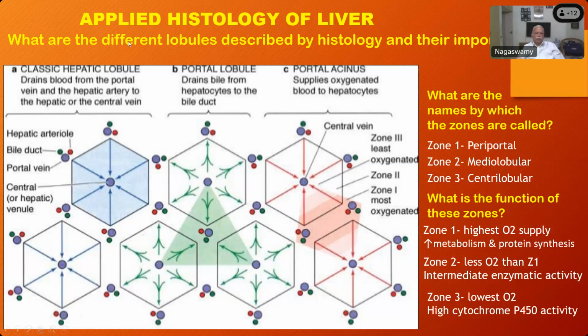So remember, histologically there is a classic hepatic lobule, the portal lobule, and the portal acinus. Hepatic lobule for blood drainage, portal lobule for bile drainage, and portal acinus for all the functional aspects of hepatocytes.